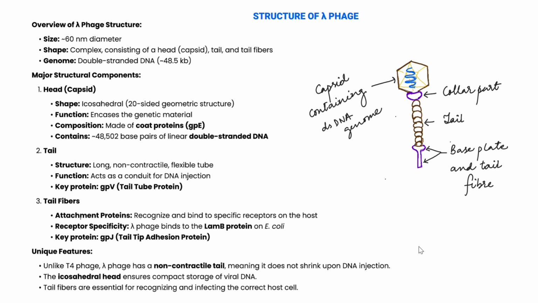So, to summarize, the lambda phage is a highly specialized biological machine consisting of a protective capsid, a tail for DNA delivery, and tail fibers that ensure specific attachment to E. coli. This entire structure is designed to efficiently locate, attach to, and infect its bacterial host, setting the stage for viral replication and multiplication.